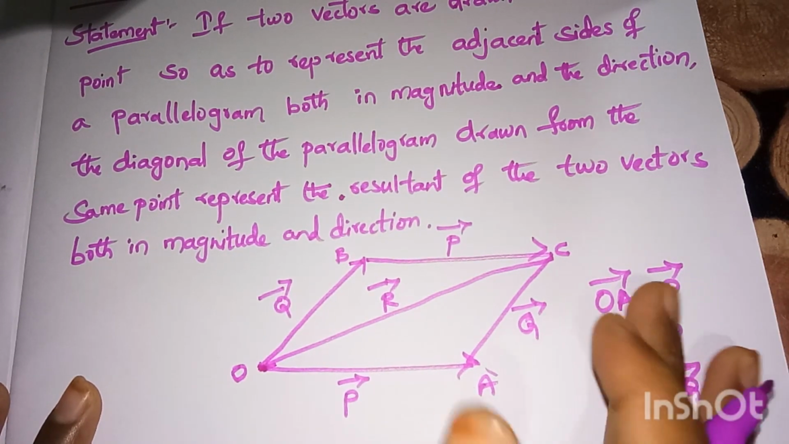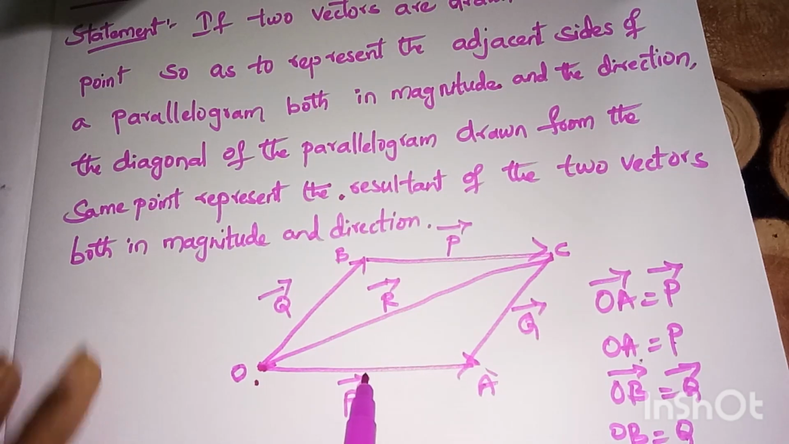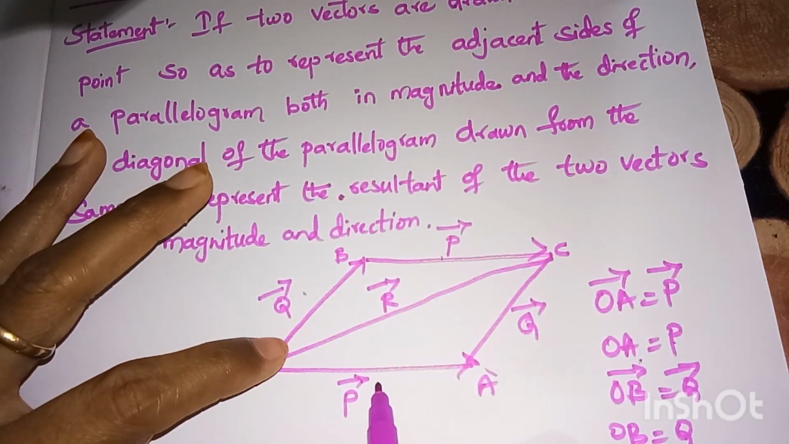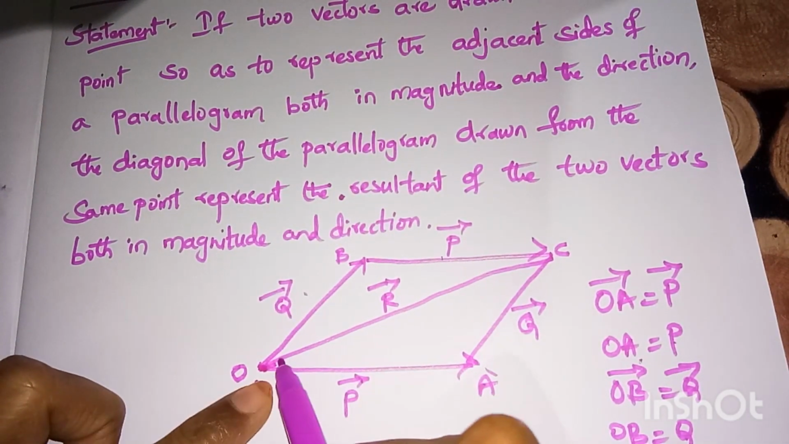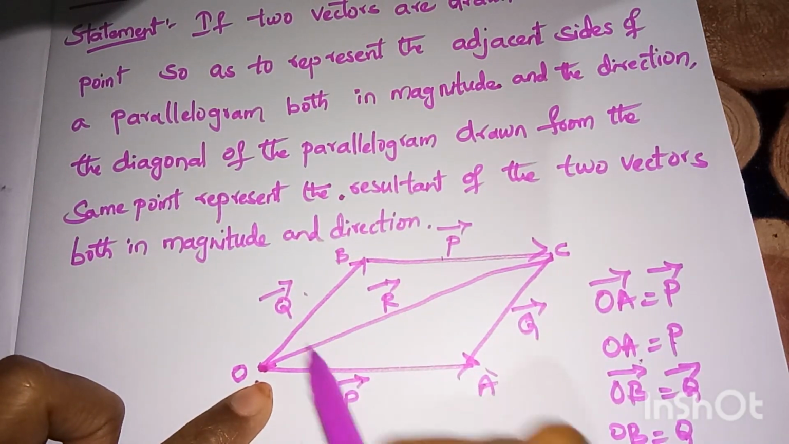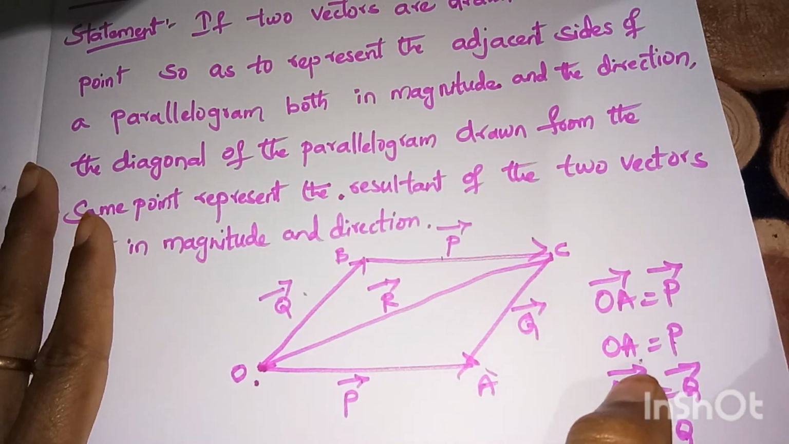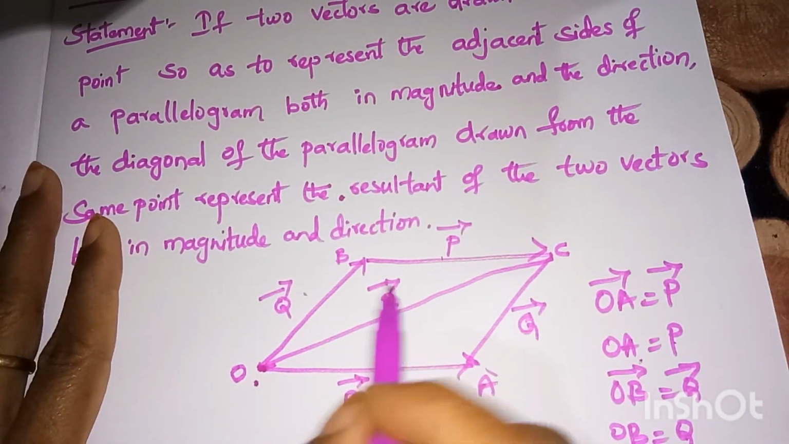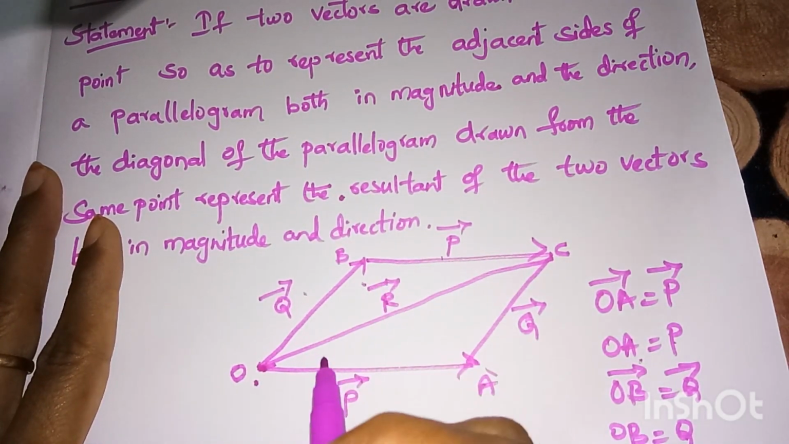So this is the simple statement of the parallelogram law. Vectors are drawn from the same point, they should be the adjacent sides of the parallelogram, both in magnitude and direction, and the diagonal drawn for the parallelogram from the same point will be the resultant of the two vectors both in magnitude and direction. That is the simple statement. With the help of this parallelogram we are going to find the magnitude of the resultant and the direction of the resultant.